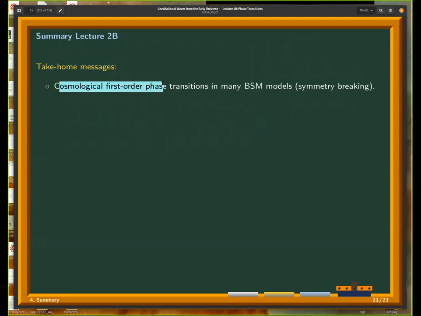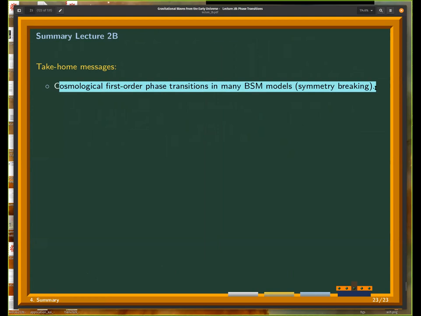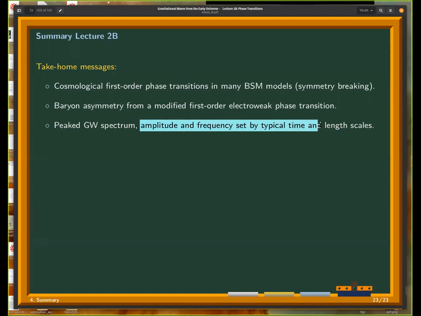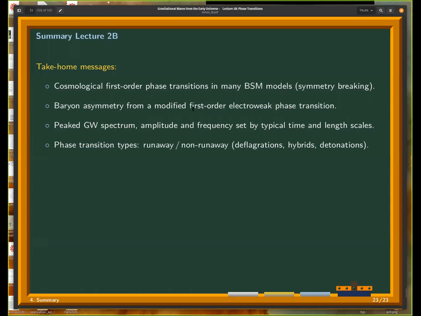Cosmological first order phase transitions appear in many BSM models, and they're typically associated with a breaking of a symmetry. The barrier can be from a modified first order electroweak phase transition. We expect a peaked gravitational wave spectrum, and the amplitude and the frequency are set by the typical time and length scales involved in the problem. There are different types of phase transitions, runaway phase transitions and non-runaway phase transitions. And these non-runaway phase transitions can be further classified into deflagrations, hybrids, and detonations.